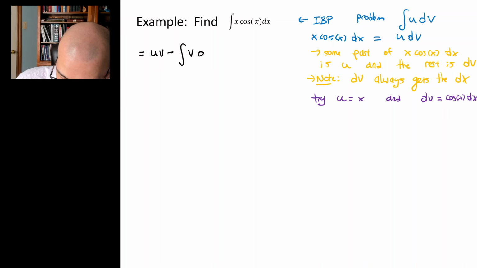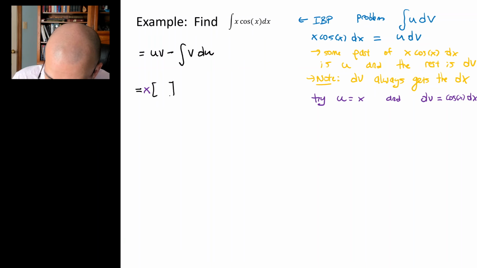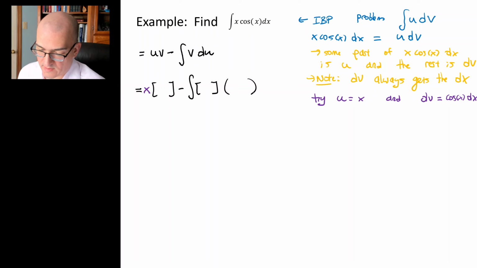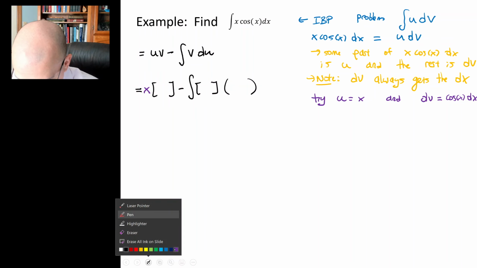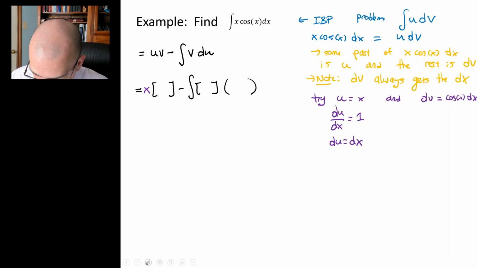Now notice that already we have identified what u is equal to. It's equal to x, but we don't have anything else. So I have an x, and I leave a space for the v. I have a space for this v. I have to leave a space for the du. So let's find out those pieces. I'm going to take the derivative of u. du by dx is equal to 1, and then rearrange. So du is equal to dx. Well, that part was easy.